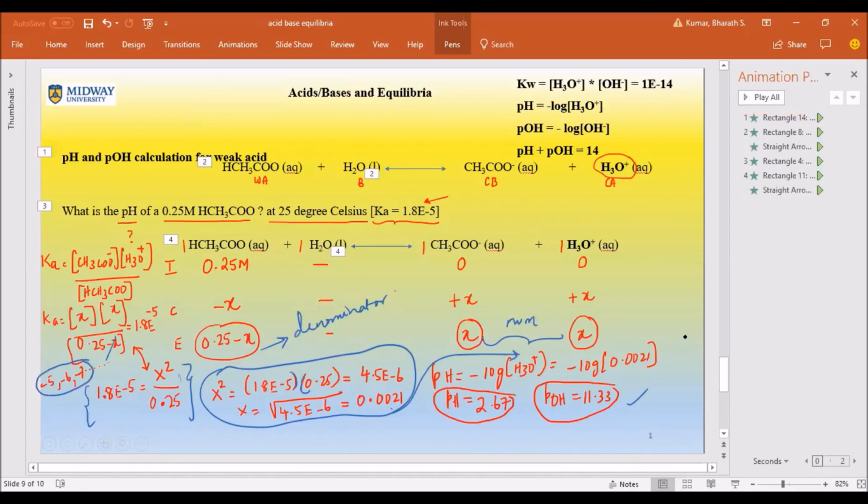All right. So I'm going to stop here. This is how you calculate pH and pOH for a weak acid. I'm going to do one more problem for a weak base so you have both weak acid and weak base. All right. So stay tuned.